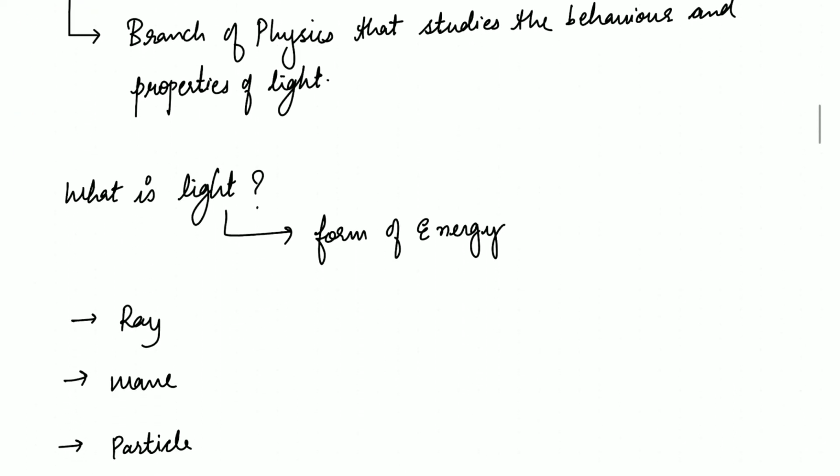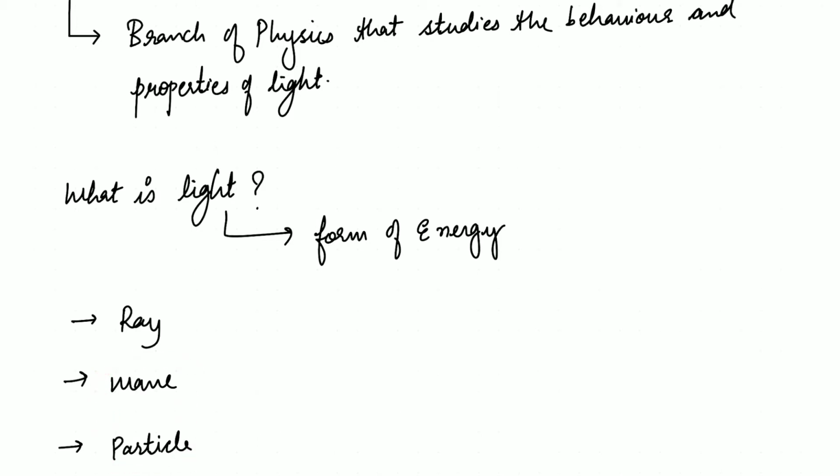Okay, now there is a lot of controversy. What is the nature of light? Is light a ray? Is it a wave? Is it a particle? There is a huge controversy. Although we got to know that light has wave-particle duality. That means sometimes light behaves as a wave, sometimes light behaves as a particle. But we still do not know exactly what the true nature of light is. So basically we just say it has a wave-particle duality.